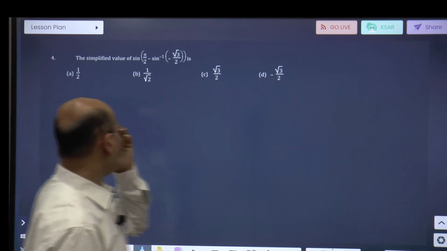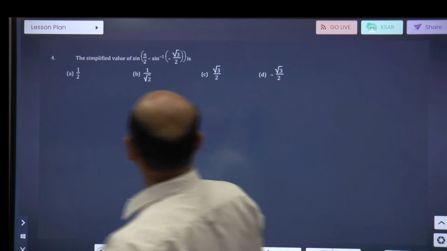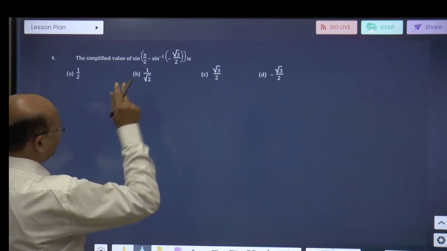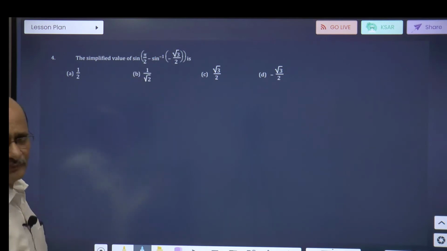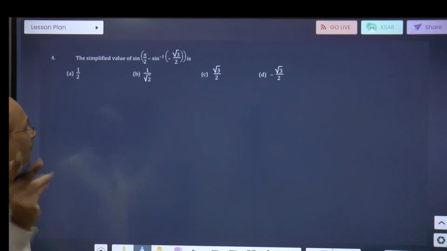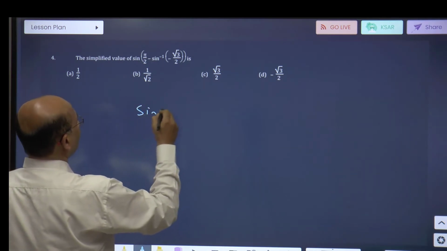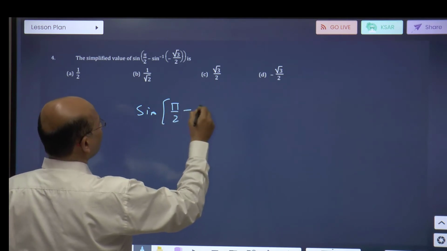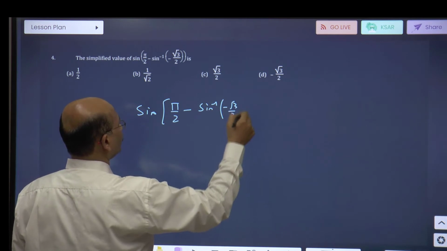Now I want to look at this particular question. This is sine of pi by 2 minus sine inverse of minus root 3 by 2. I have nothing to worry about in this question. Sine inverse of minus x is minus sine inverse of x, and minus of minus becomes plus. I can work it out that way, but I have to be careful about it. I will write the question here: sine of pi by 2 minus sine inverse of minus root 3 by 2.